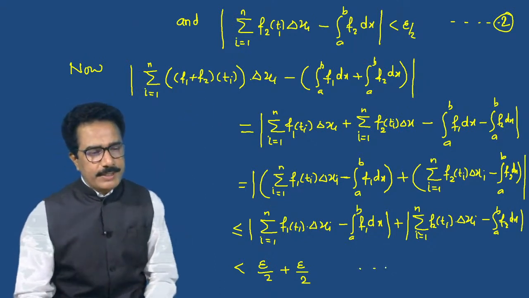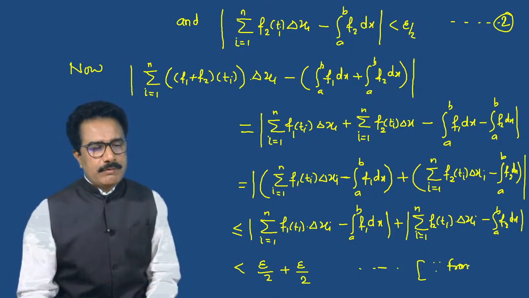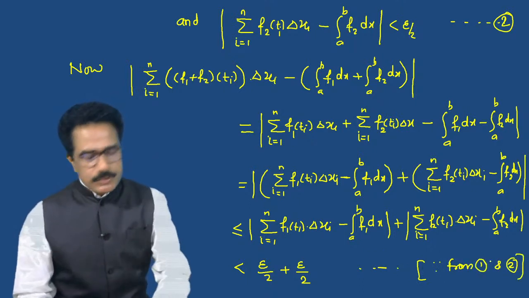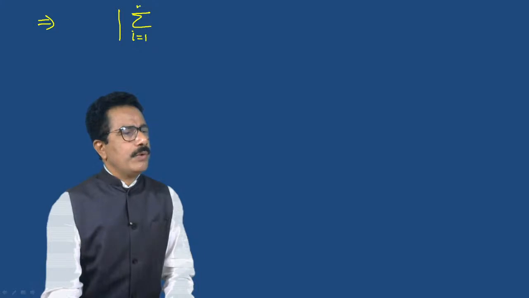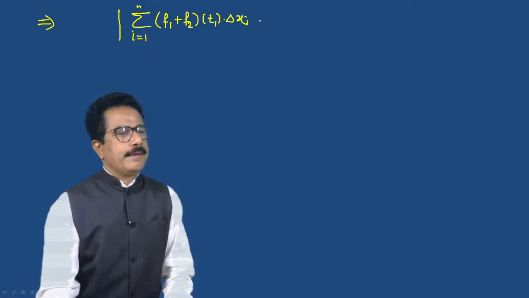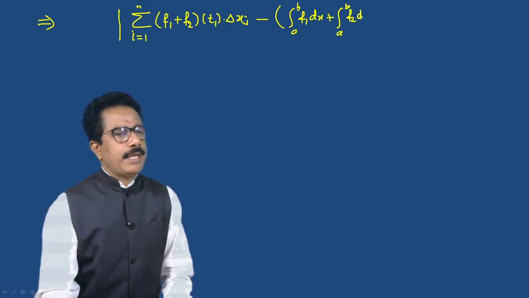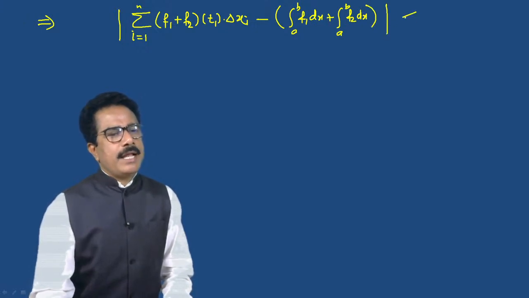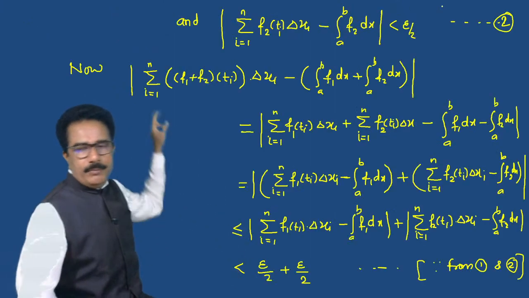So from 1 and 2, this implies that mod of summation i equals 1 to n f1 plus f2 of ti into delta xi minus, integral from a to b f1 dx plus integral from a to b f2 dx, this value is less than epsilon. The left side is as it is.